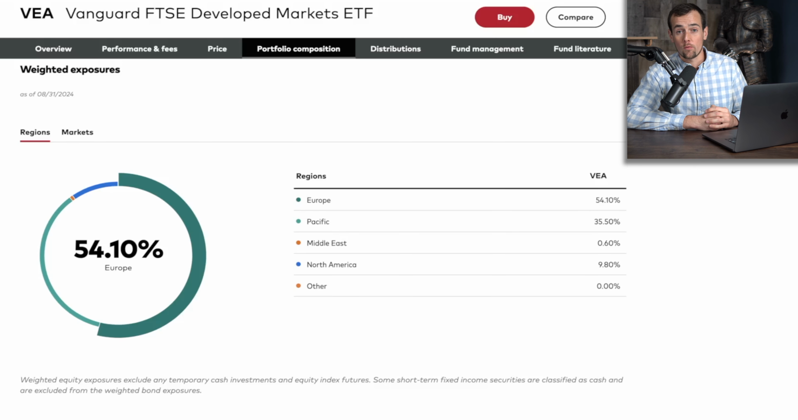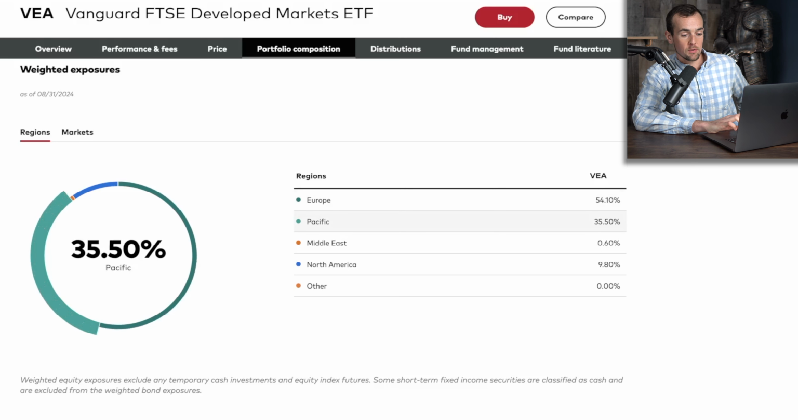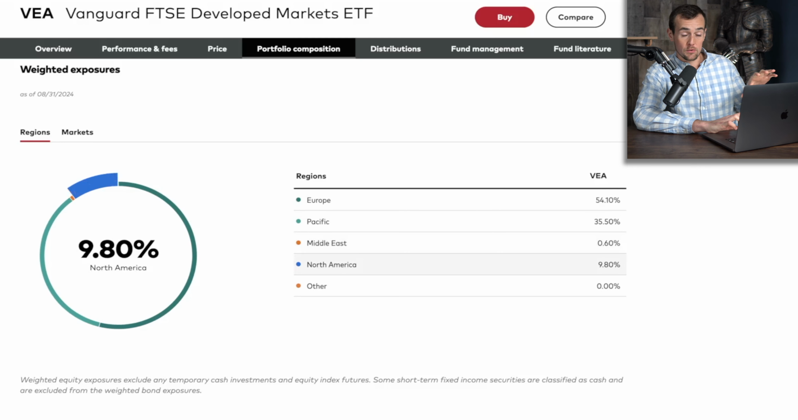Taking a look here at the overall exposure, this shows us what regions make up the largest portion. So in this case, 54% of your money is invested in Europe, 35.5% is invested in the Pacific region. The next largest category here is North America, most likely Canada being picked up there. And then you have the Middle East representing 0.6% and the other category probably representing a smidge but not a measurable amount.